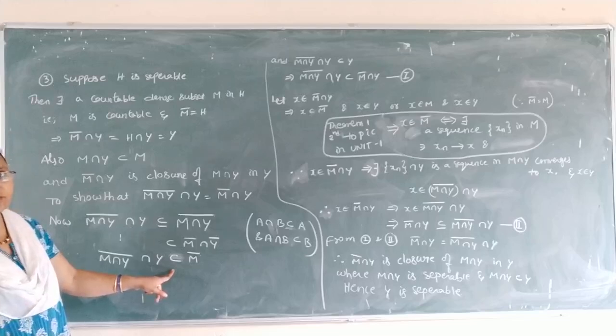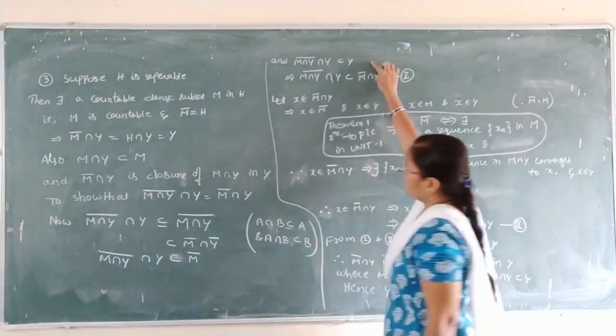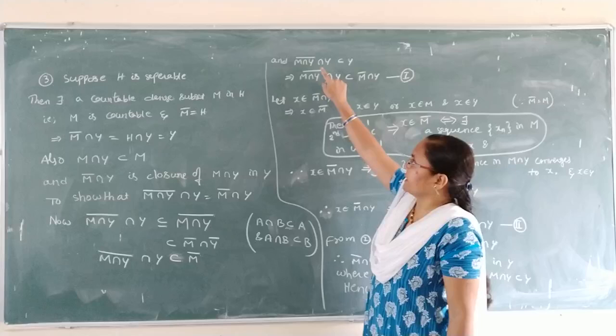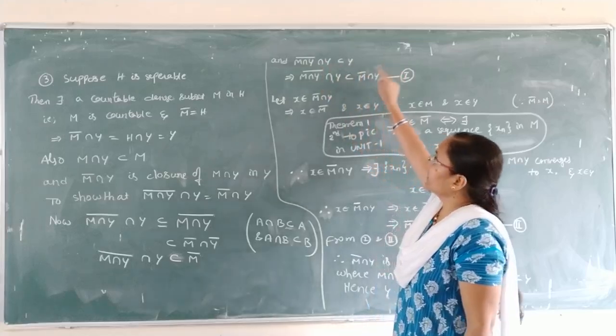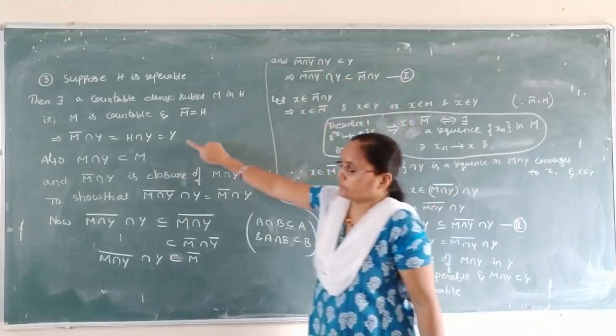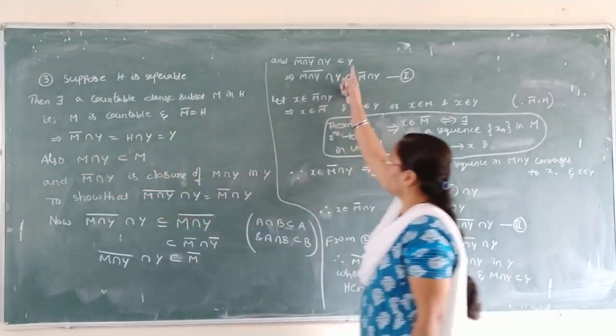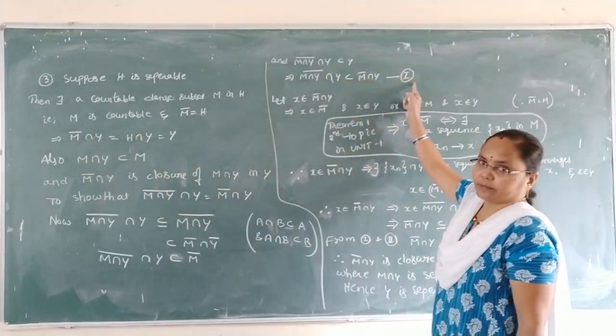Y is closed, so that Y bar is equal to Y. This is our next line. M intersection Y whole bar intersection Y is a subset of Y. Now Y is equal to, from the above line, M bar intersection Y, substitute that term in the next line. Take it as equation number 1.